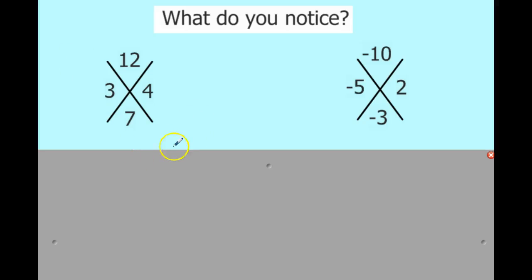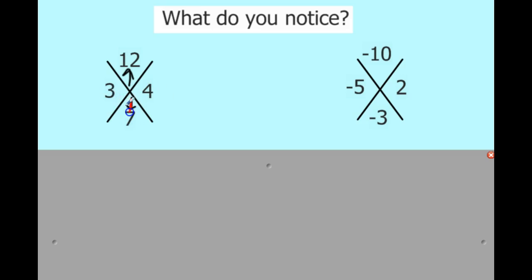So here are what we call diamond problems, otherwise referred to as the X problems. What do you notice first about these four numbers? Here I have 3 and 4, here I have 7 and 12. Well, I'm going to give you one hint. You use some operation to get this number and a different operation to get this number using these two. The bottom one is probably the easiest to figure out.